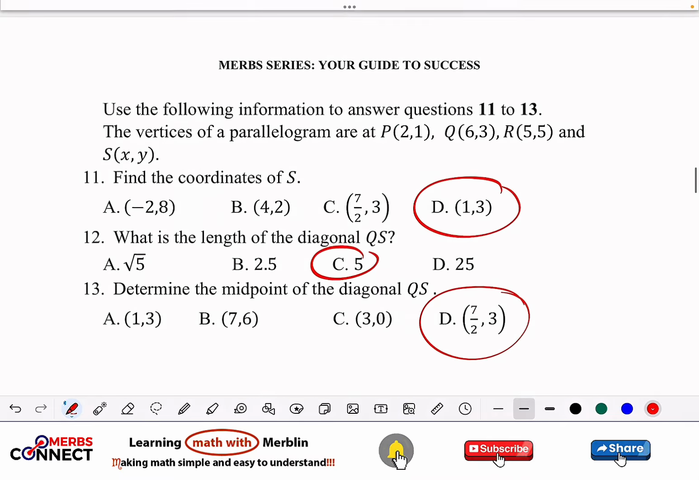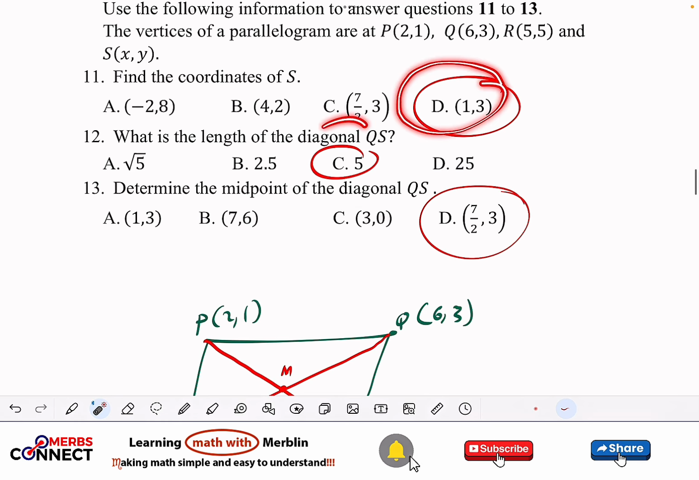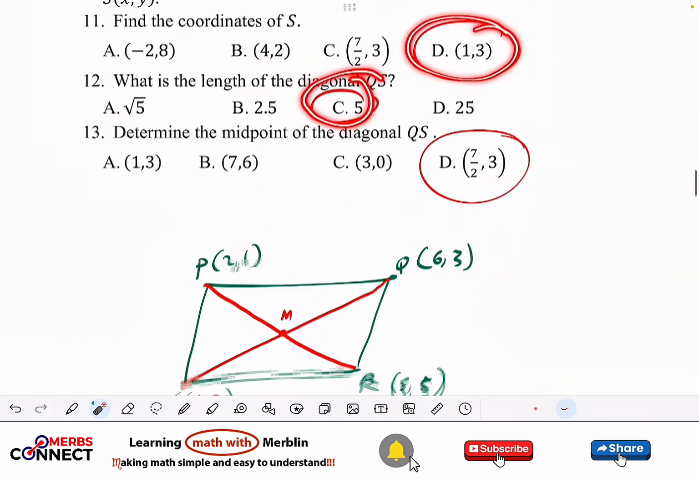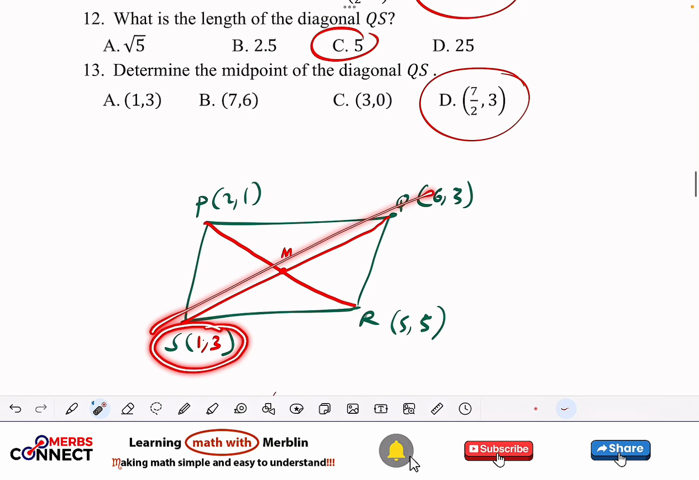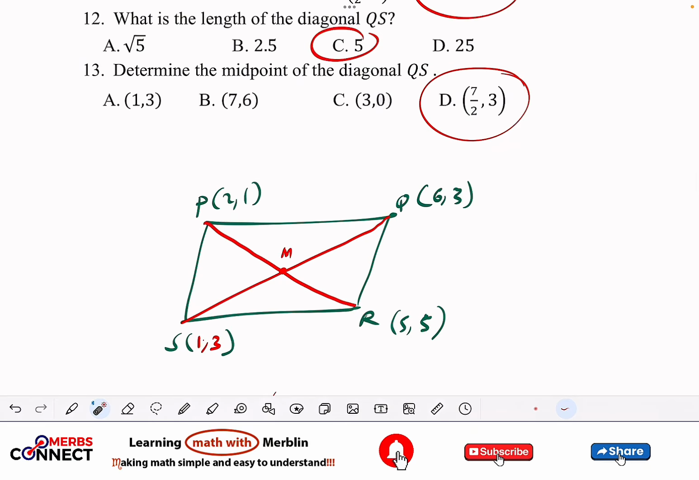So let's assume the question did not ask us the previous parts, and we are just finding the midpoint of QS. Then if you know the property of a parallelogram, you will know that the midpoint of this is the same as the midpoint of this. So you don't need to find this before you come and find the midpoint. You can just find the midpoint of this one. The answer is the same as QS.